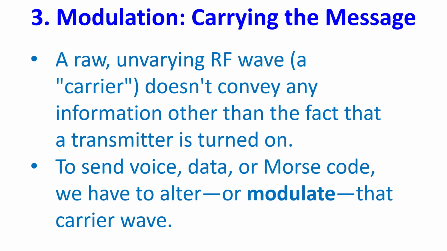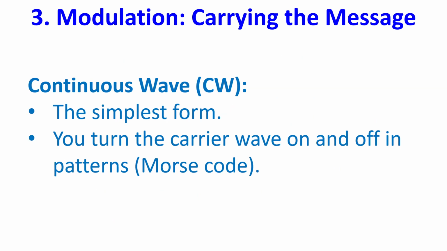Modulation, carrying the message. A raw, unvarying RF wave, a carrier, doesn't convey any information other than the fact that a transmitter is turned on. To send voice, data or Morse code, we have to alter, or modulate, that carrier wave. Continuous wave, CW, the simplest form. You turn the carrier wave on and off in patterns, that is Morse code.